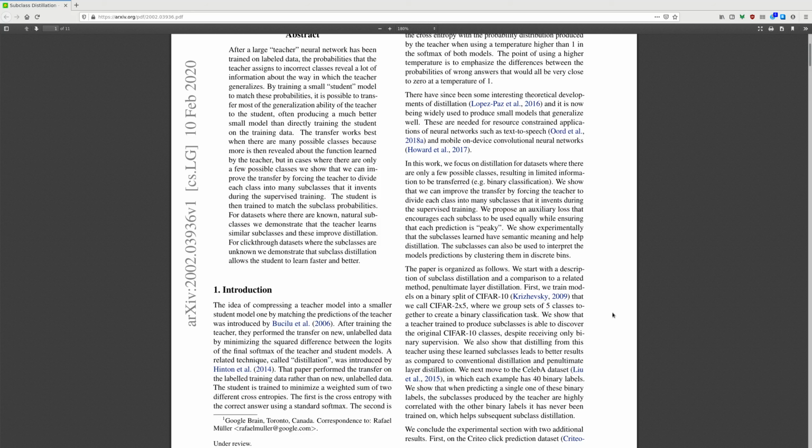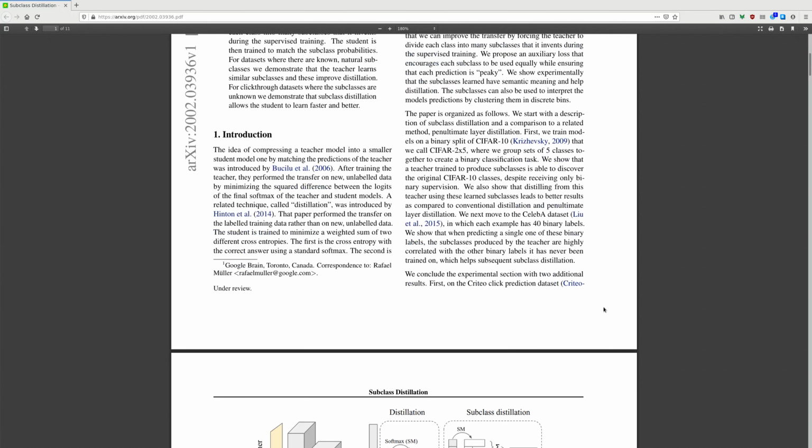We propose an auxiliary loss that encourages each subclass to be equally distributed while ensuring that each prediction is accurate. We show experimentally that the subclasses learned have semantic meaning and help distillation. The subclasses can also be used to interpret the model predictions by clustering them into discrete bins.